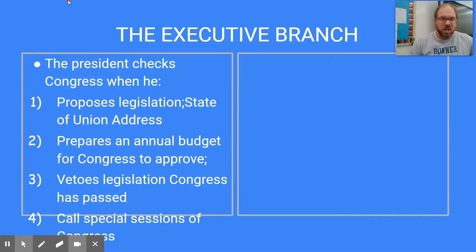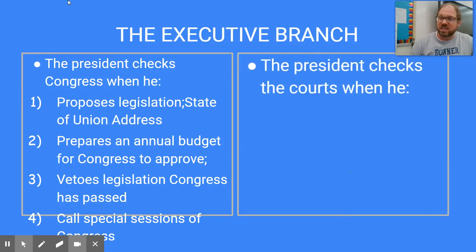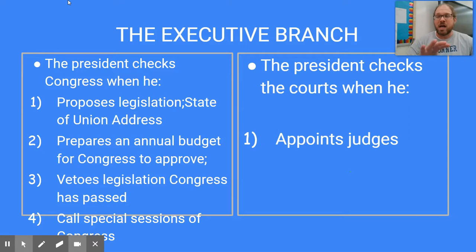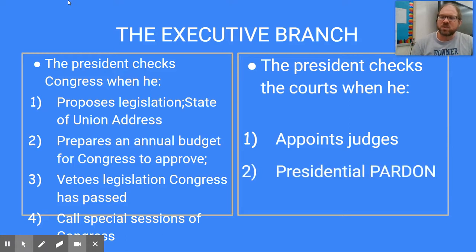Now, the president can check the court system or the judicial branch only by appointing new judges or Supreme Court justices. It's a very big power of the president. The next one is called the presidential pardon. Governors of states can do this also since they're chief executives. A pardon eliminates a criminal conviction, and then they release you from prison, and it's not on your record anymore. That's what a pardon is.